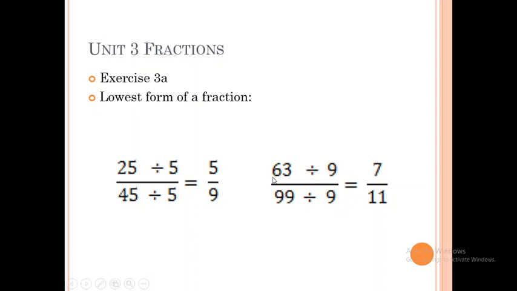Another example, the fraction given is 63 by 99. Try to find the common divisor, and that is 9. 63 divided by 9, 9 sevens are 63. Now 99 divided by 9. When you divide 99 by 9, you will get the answer 11. So 7 by 11 is the lowest term of 63 by 99. These questions are given in the exercise.